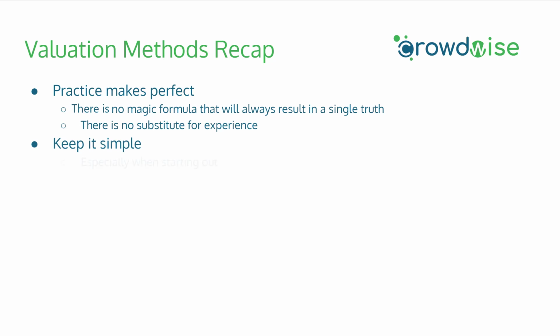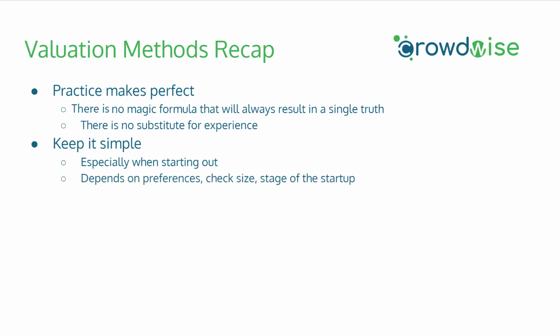Second, keep it simple, especially when starting out. You can start with some of the simple methods before moving on to the advanced methods and see which ones work best for you and for the startups that you're looking at. It depends on a lot of things, remember, such as personal investor preferences, the check size that you're writing, and the stage of the startups you're investing in. And use multiple methods. Use that football field approach to see if your methods are giving relatively similar valuations, and then compare that with what the founders are offering.